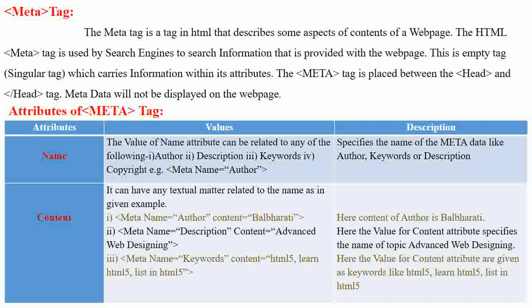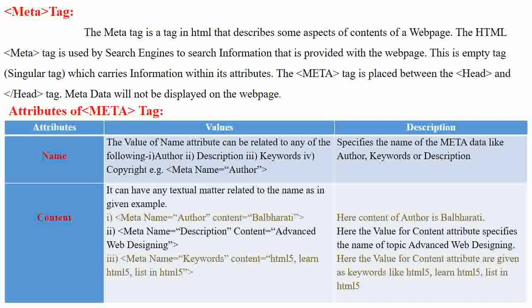Now see the attributes of the meta tag. First attribute, name. The value of the name attribute can be related to any of the following: author, description, keywords and copyright. For example, meta name equal to author specifies the name of the metadata like author, keyword or description.